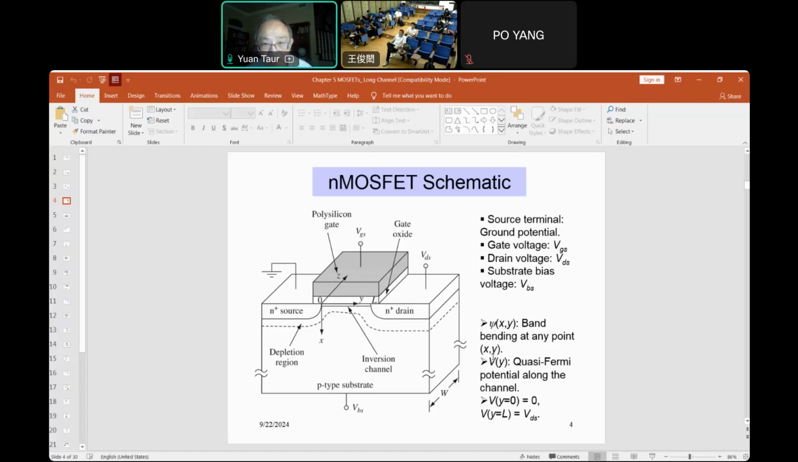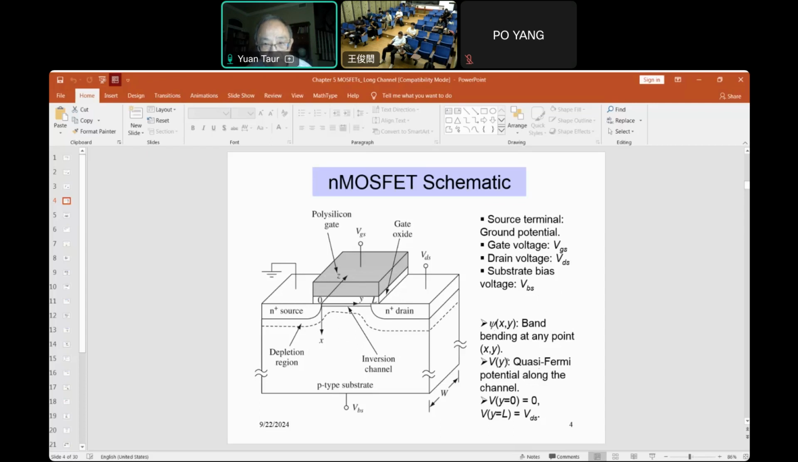We also define another important parameter, that's the quasi-Fermi potential, electron quasi-Fermi potential. Here we don't worry about the hole quasi-Fermi level because this is a unipolar transistor, so the holes are not involved. It's mainly electron. So electron quasi-Fermi potential, we call it V(y). We use this notation for historical reasons.